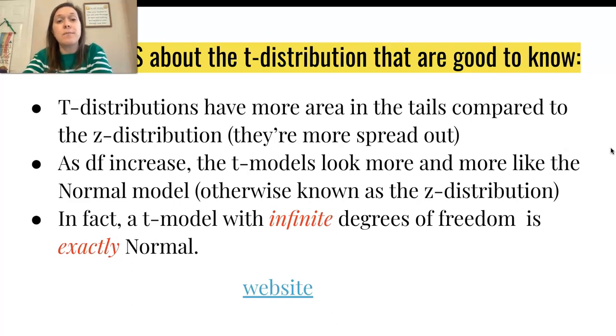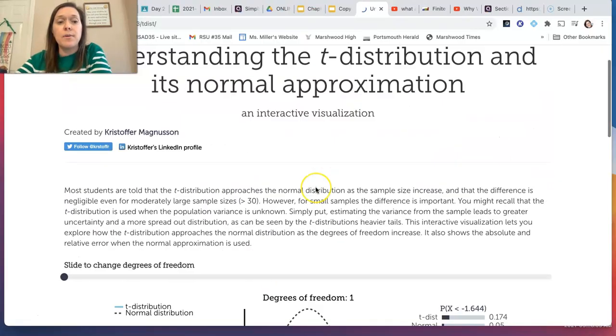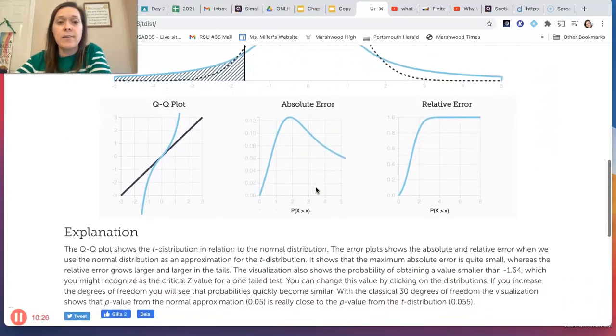As your degrees of freedom increase, the t models look more and more like the normal model, otherwise known as the z-distribution. In fact, a t model with infinite degrees of freedom is exactly normal. And we went through this website earlier on where you can change the slider.